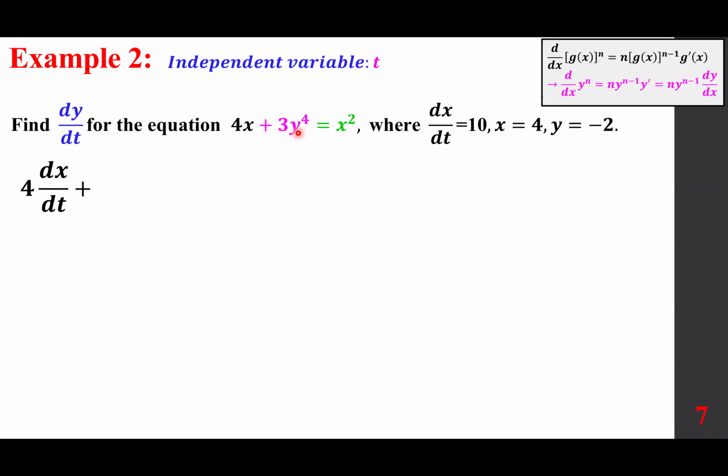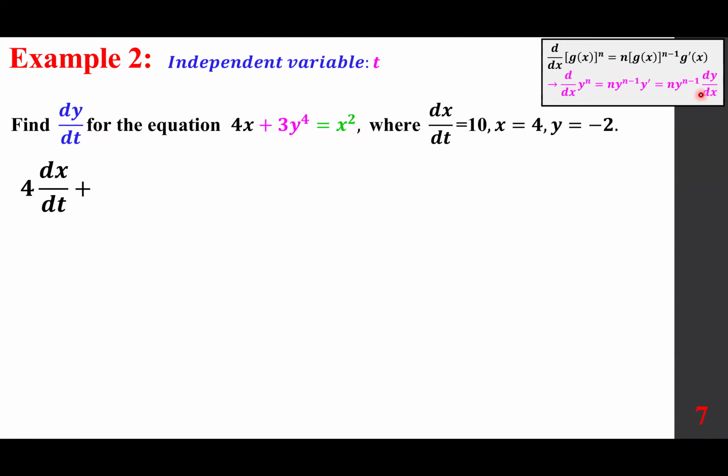Then 3y to the power of 4. The derivative, by the extended power rule: the derivative of g of x to the power of n is n times g of x to the power of n minus 1 times g prime of x. The derivative of y to the power of n is n times y to the power of n minus 1 times y prime, or n times y to the power of n minus 1 times dy/dx. In this case it would be 12 y cubed.